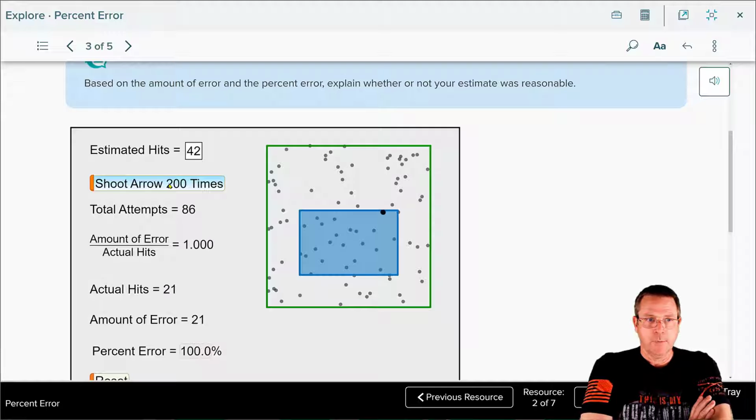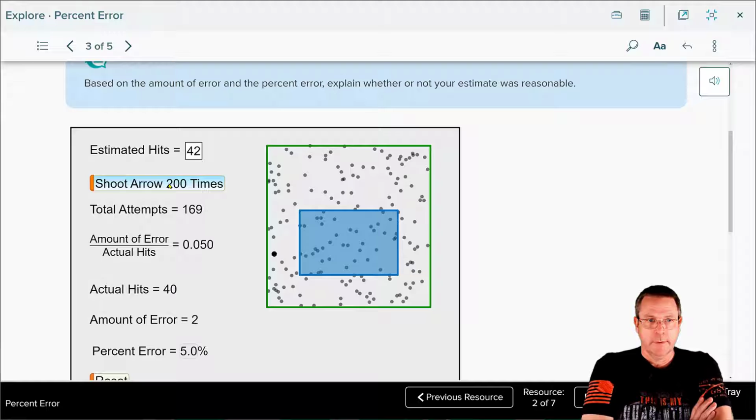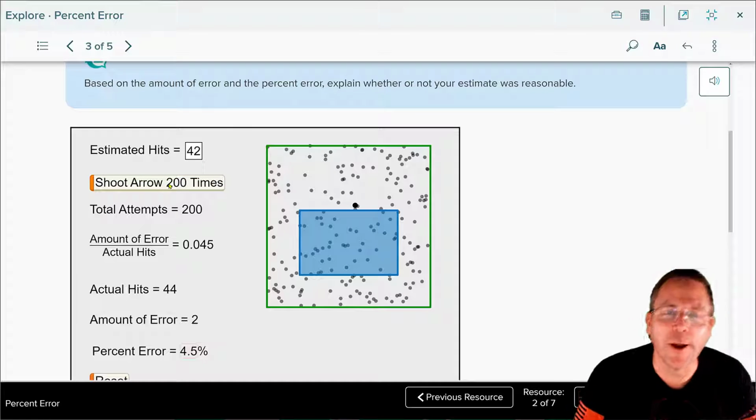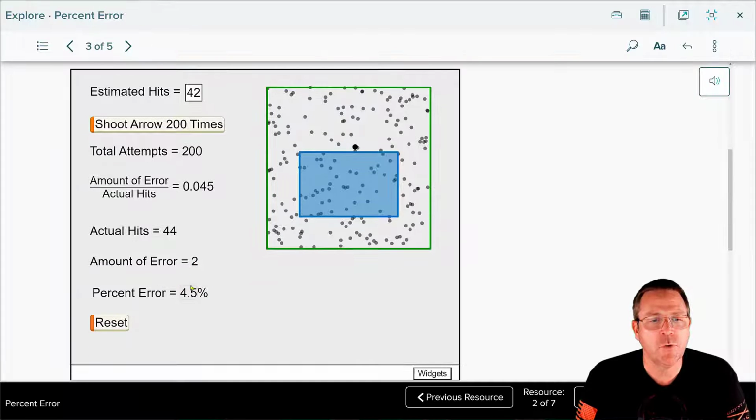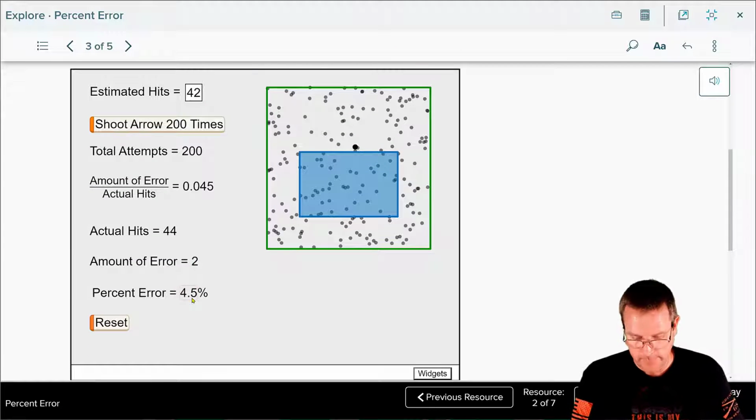It takes a long time to shoot 200 arrows. Alright, they're getting close to my 42 hits. Oh, I think they're going over. A little bit. I got even closer. How about that? I only missed it by 2 this time. The amount of error was 2. I estimated 42 hits. We got 44 hits. That was a difference of 2, which was an error of 4.5.